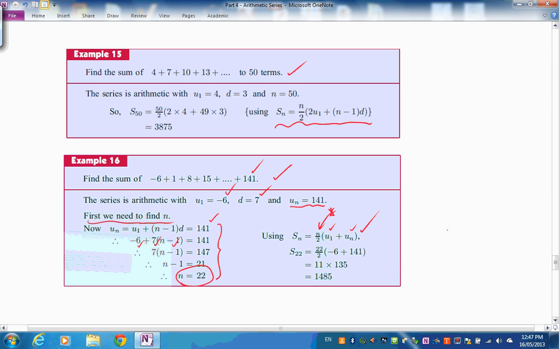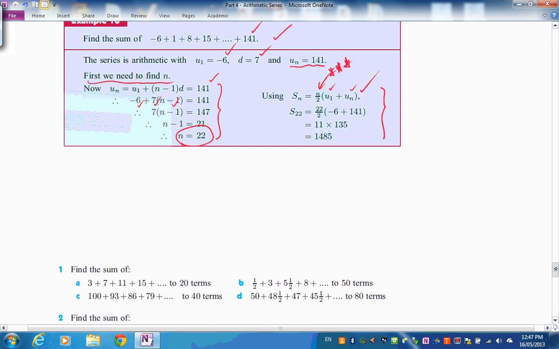So they've both got their advantages and disadvantages. The difficulty with this formula is that you do need to know that n number to put it in anyway. All right, so let's go and do some practice from Hayes then.